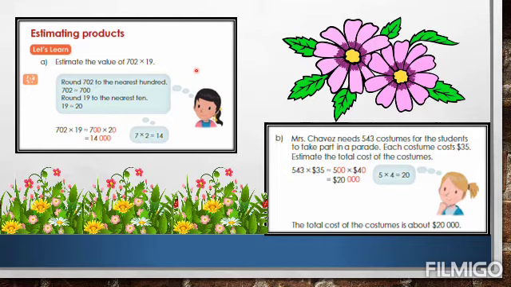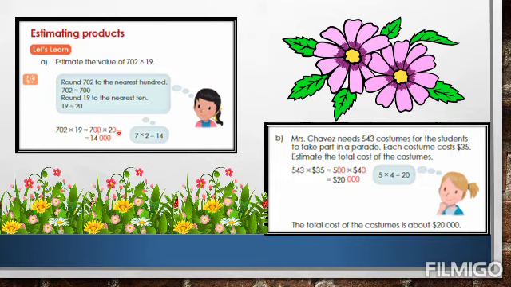Okay, so now let us round 19 to the nearest 10. So as you see here, 19 is approximately 20. Since 9 rounds up, you will add 1 to your 1. So 1 plus 1 equals 2. So the 9 becomes 0. So that is 20. So 702 times 19 equals 700 times 20.